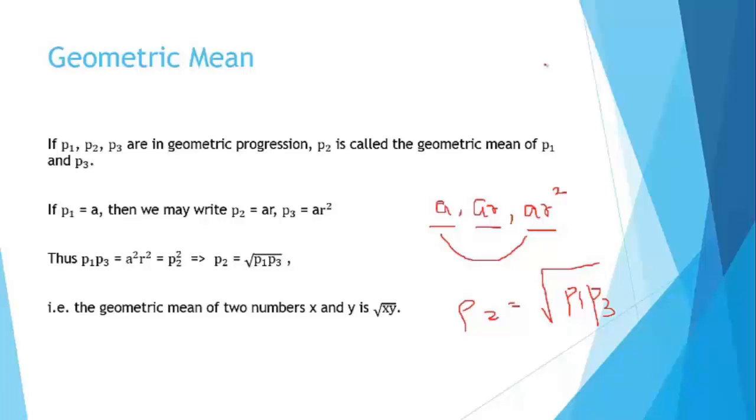So if you consider the summary of arithmetic mean and geometric mean, for arithmetic mean we add the first term and the third term and divide by 2. For geometric mean, we multiply the first term and the third term and we find the root of the result.